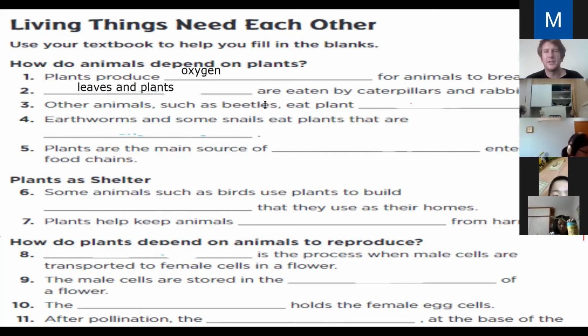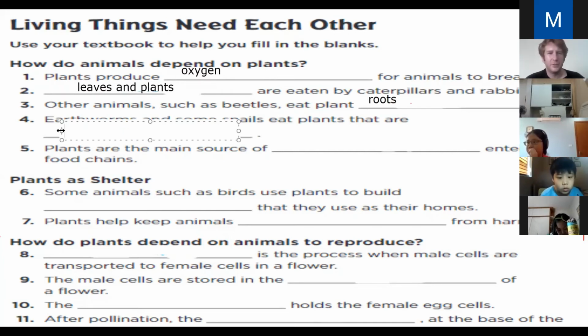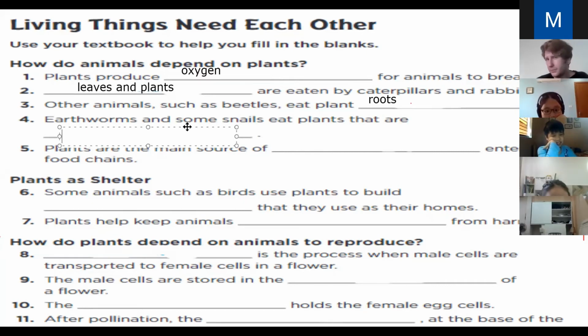Animals such as beetles eat plant what? Do beetles eat from plants? Roots. Roots, good job. Earthworms and some small snails eat plants that are what? So worms and some snails eat plants that are what? Rosie. So what type of plants do earthworms eat? Living or non-living? Living. No, it's non-living, okay?